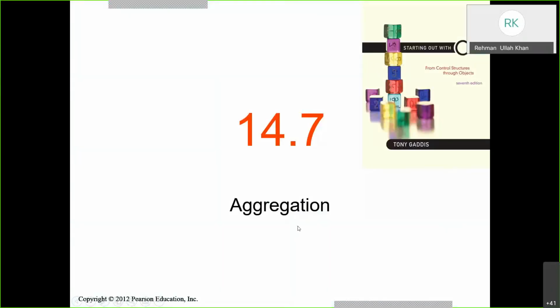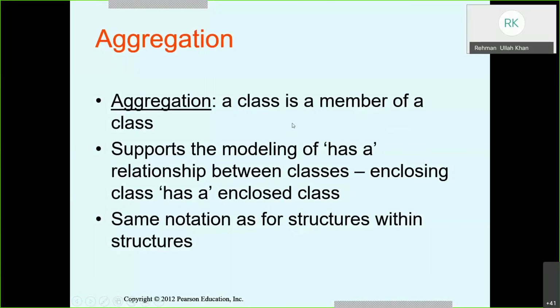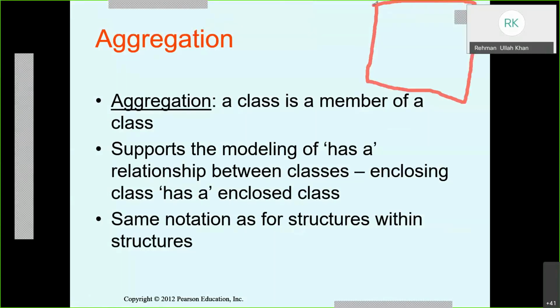Okay, the last one is aggregation. Aggregation means that one whole class becomes part of another class. For example, we have a class, and inside this class is another class. This concept is called aggregation, and this is called a has-a relationship. For example, we have a class house. The house has many rooms, so the class for room will be aggregated inside the house class. This is a simple concept, and a situation like this is called a has-a relationship.